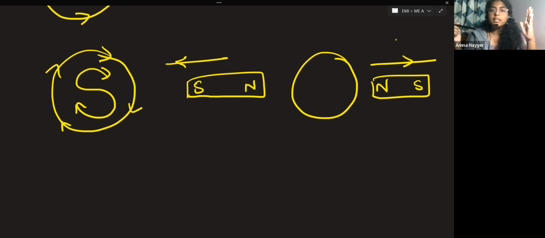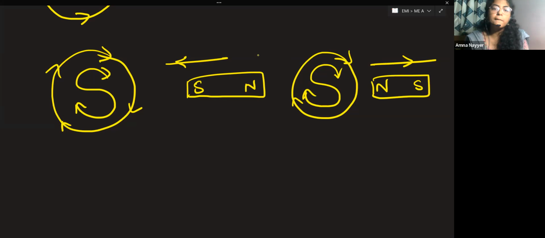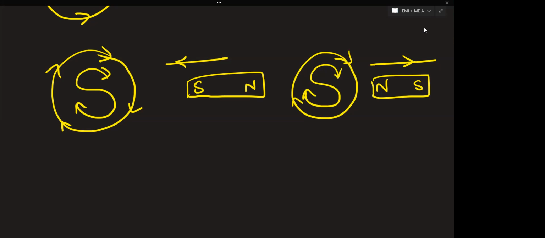It will try that the magnet does not move away. Magnet should come back to the coil. So attracting the North Pole is the aim now. And how can North Pole be attracted? North Pole can only be attracted by developing a south polarity. Got it? Krishna, you were saying this only? Is it clear? Yes, ma'am.